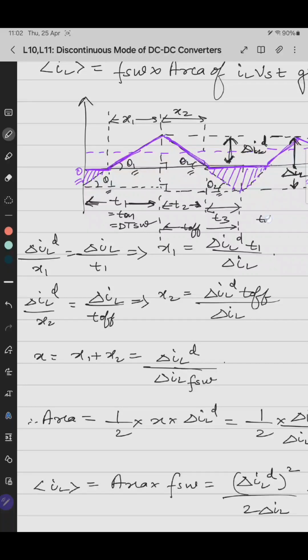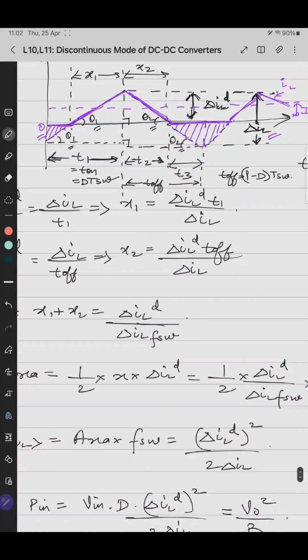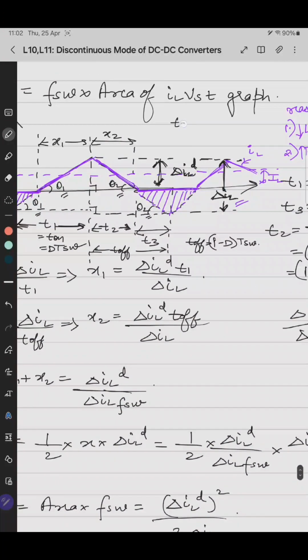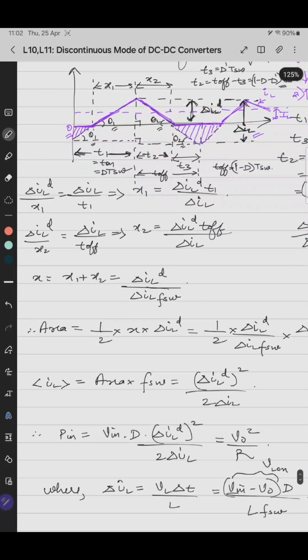And T off is 1 minus capital D into T switching. Here T3 is D dash into T switching, and T2 is what? T off minus T3. That is 1 minus D dash into T switching. These are the times. So by using this, what we can get is delta.